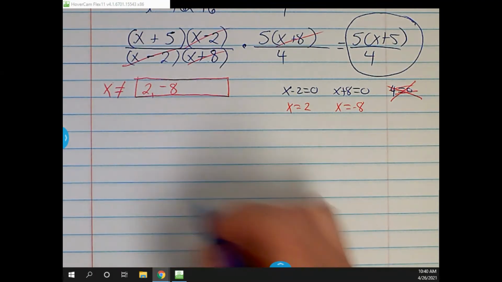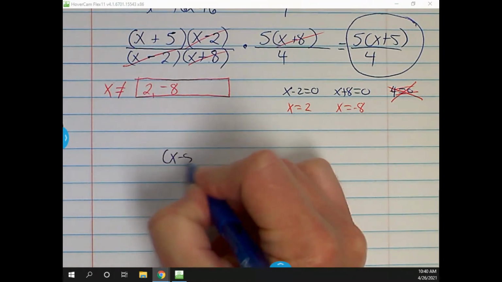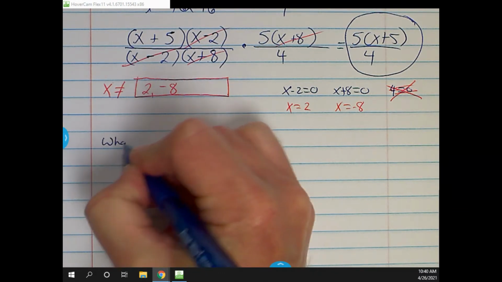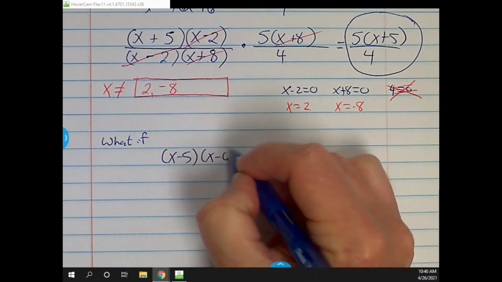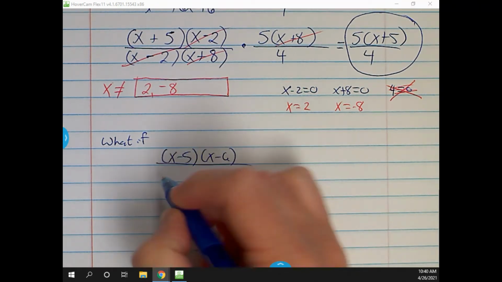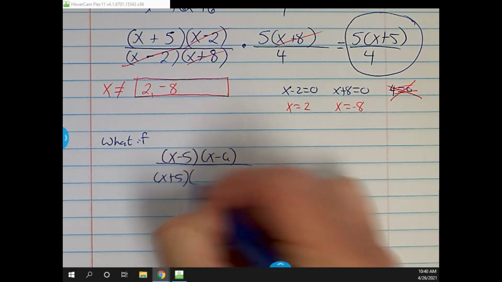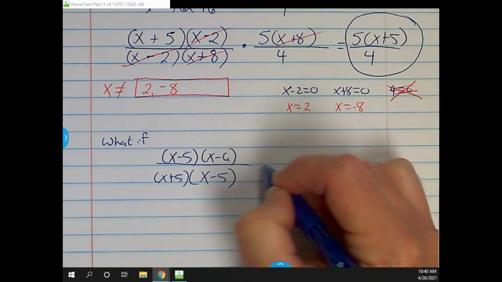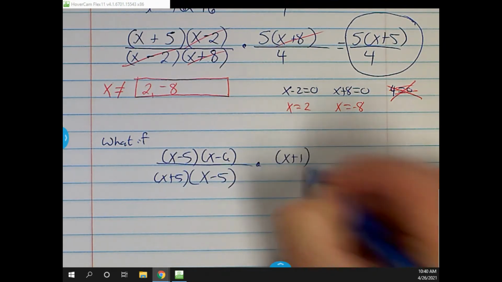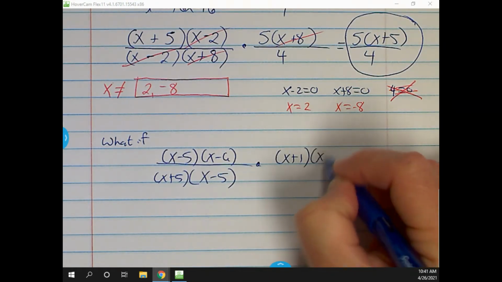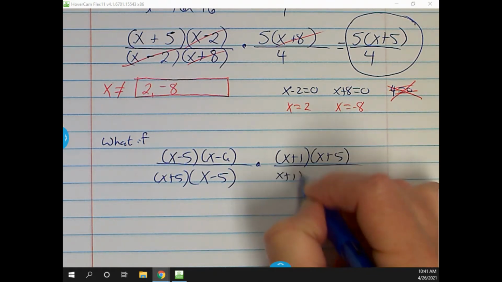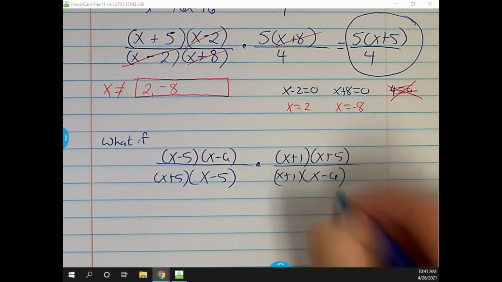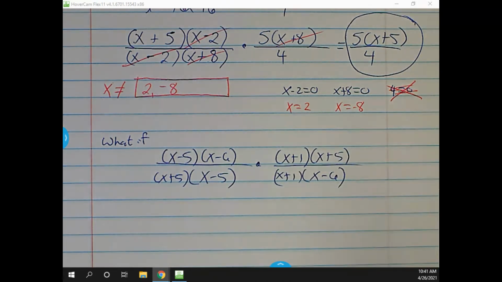What if we got to a problem and we had, let's say, x minus 5, x minus 6, x plus 5, over x minus 5 times x plus 1, x plus 5, x plus 1, and x minus 6. Again, don't worry about writing this one down. Just kind of watch because this is just a what if question.